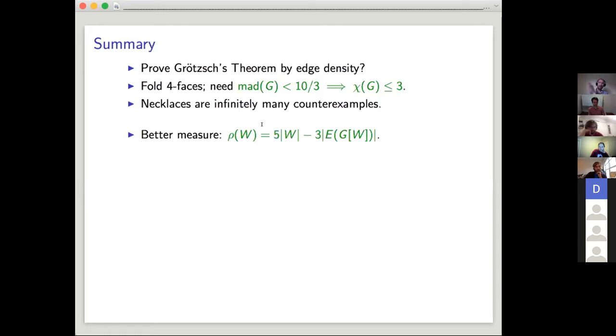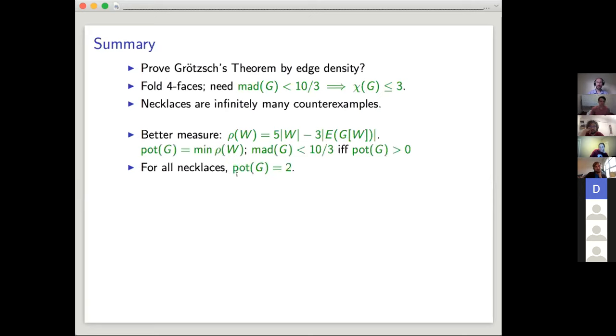To get away from the necklaces and cut those out of satisfying the hypothesis, we introduced this notion of rho. This is a better way to measure, additively and exactly, how close you are to having average degree 10/3. The key was that necklaces have potential equal to 2. As soon as your potential is at least 3, so you're slightly more sparse, with just a little bit fewer edges, then you're going to be okay. And remember, potential is defined as the min over all subgraphs. That's going to allow us to go by this inductive argument.